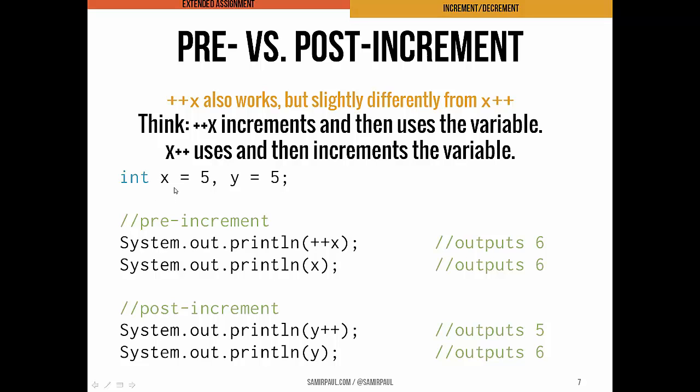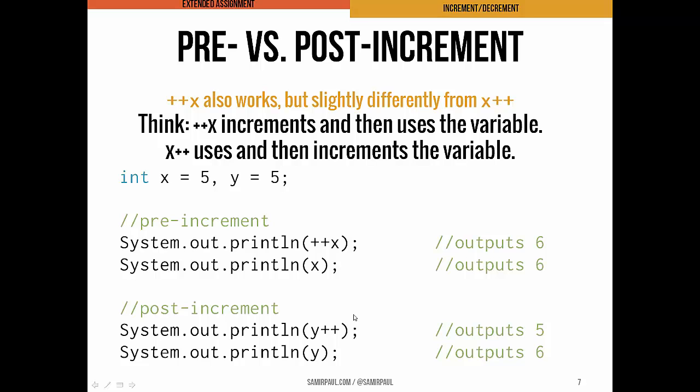If we start with two variables, both ints, x = 5 and y = 5, let's look first at the pre-increment. If we're printing and incrementing at the same time, well, this is the pre-increment, so it's going to first increment and then actually use the value. So here, x starts as 5, but before we actually use that, we increment it because we use the pre-increment operator. So ++x turns it into 6, and when we print in this print statement, we end up printing 6. Then a step later, if we print x, well, it's still 6.